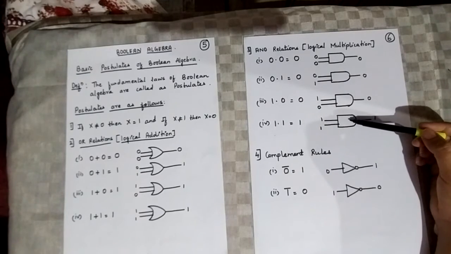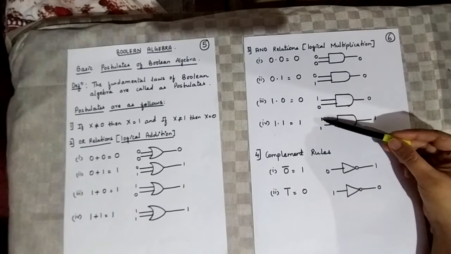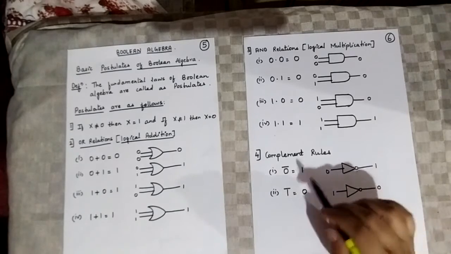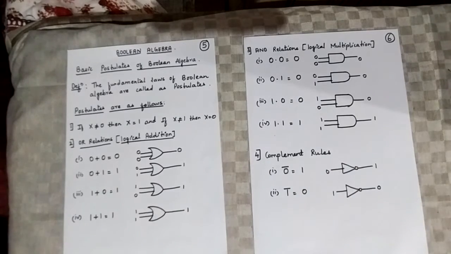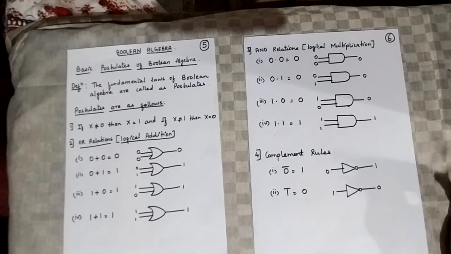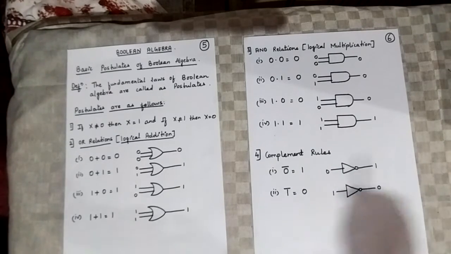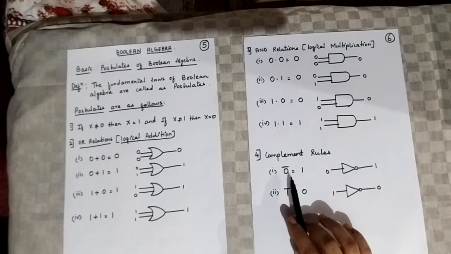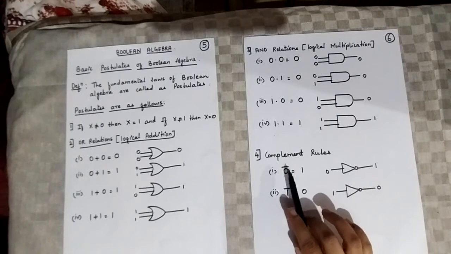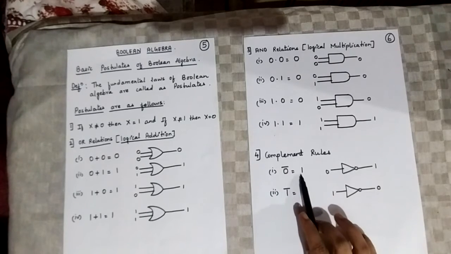So take AND gate, you are giving two inputs, 1 and 1. It is going to result in 1. Okay. So this was about AND relations. Now coming to the fourth postulate, which is complement rules. The complement rule, the term itself says, is going to invert or complement the value. Coming to the first one, under complement rules we have 0 complement or 0 inversion results in 1.